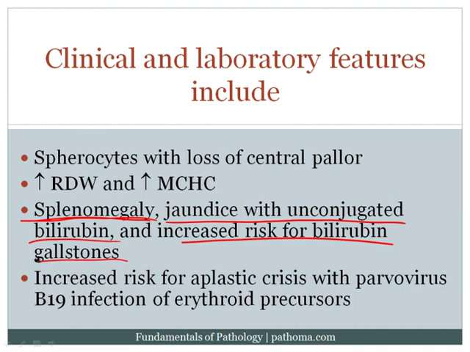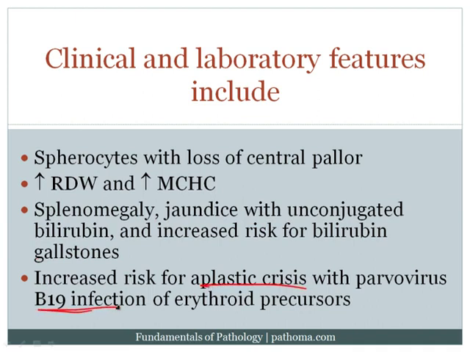Over time, the liver will conjugate all of that bilirubin, and the liver will throw it into the gallbladder, and that's going to result in a very high concentration of bilirubin in the gallbladder, increasing the risk for bilirubin gallstones. These patients will also have an increased risk for aplastic crisis with parvovirus B19 infection.